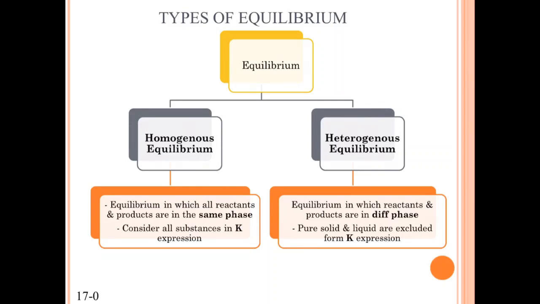So if we have a homogeneous equilibrium, we will consider all substances in writing the K expression. However, for the heterogeneous equilibrium, this is when we have a mixture of different phases, different states of the reactants and products in our chemical reaction. In this case, if we have a heterogeneous system, only the ones in the aqueous and gaseous state will be included in our K expression. Pure solids or liquids will be excluded from the K expression.